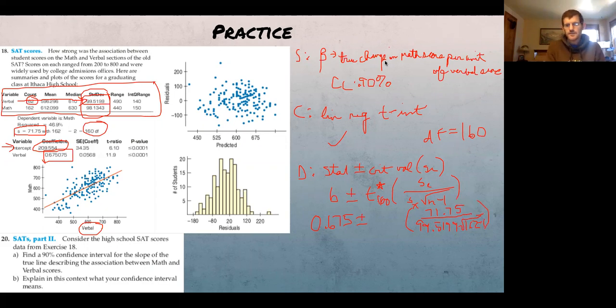Now the only thing we need to find is that t star of 160, and you can refer to your table B, the t table. I'm not going to switch over to that because I don't want to lose our writing. But it's not going to have 160 on there, so I'm going to round this down to 100 and look at that row. With a 90% confidence level, it's 1.660. I believe that's right.